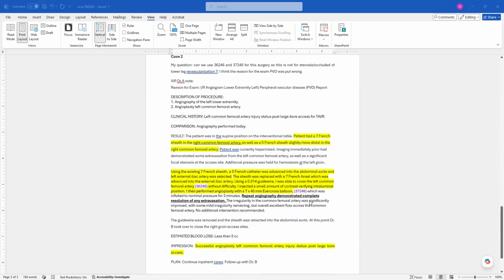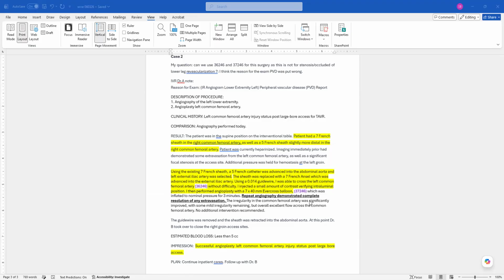So I actually cut this down. I didn't include all the documentation that was sent in or the full question. I just kind of cut to the chase on this. In this case that was submitted, the main question that's being asked is, can we use 36246 and 37246 for this surgery? So this is a lower extremity revascularization procedure.